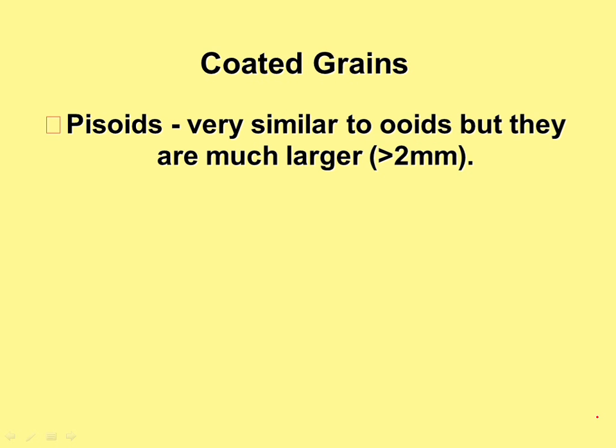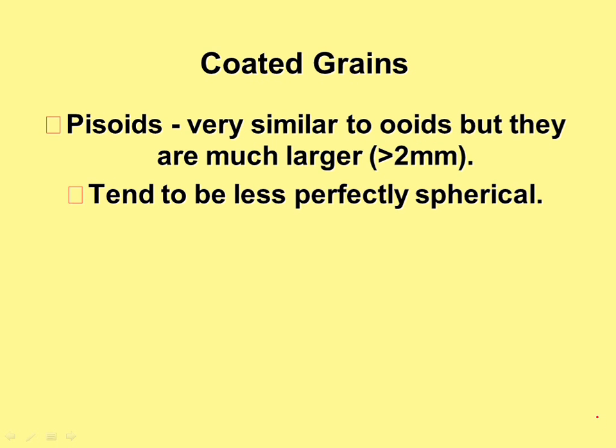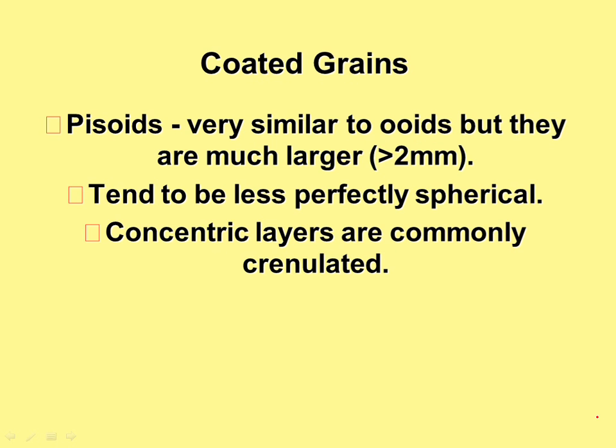Pisoids, the second of the coated grain category, are very similar to ooids in that they have this kind of concentric layering, but they tend to be much larger than about 2 millimeters. They tend to be not as perfectly spherical. The concentric layers tend to be crenulated, irregular, and it's suggested that the crenulation might be related to the fact that there might be some algal interaction associated with the generation of these concentric layers. Wrinkly. Okay.